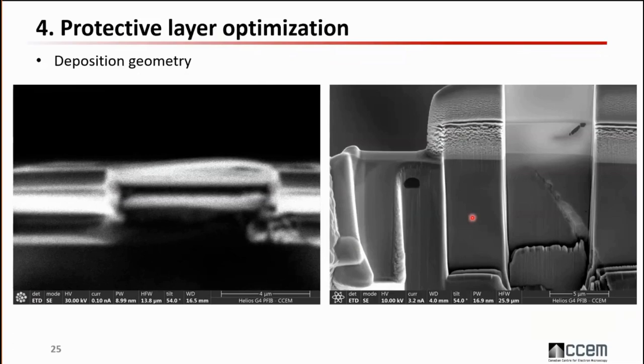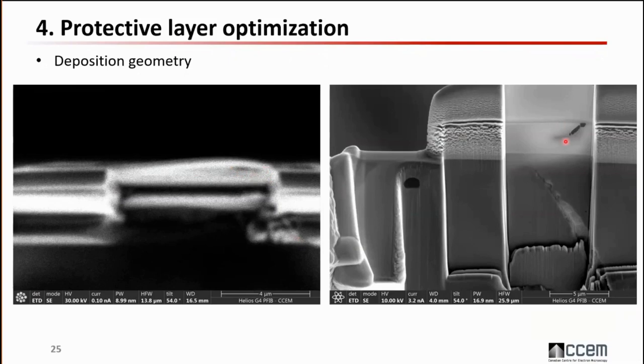Here is an example of a TEM lamella. We can see, because of a bad choice, I would say a bad choice of deposition layer, there is some bending of my sample close to the end, which cannot be recovered, at least at this thickness.